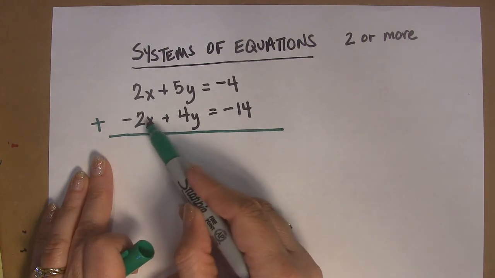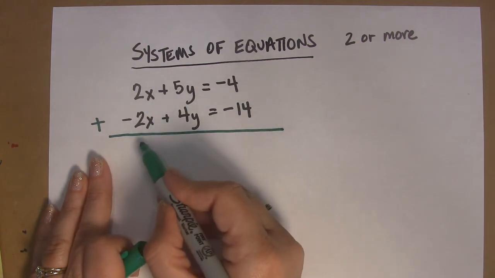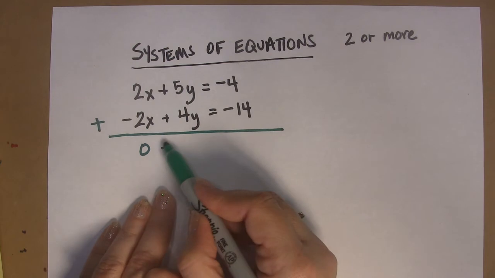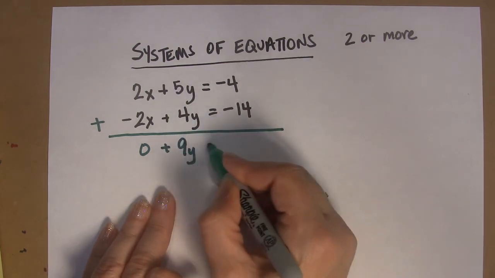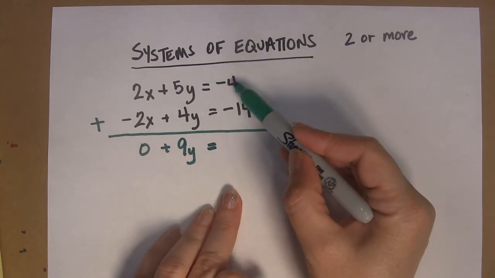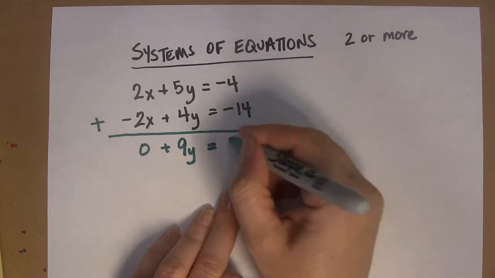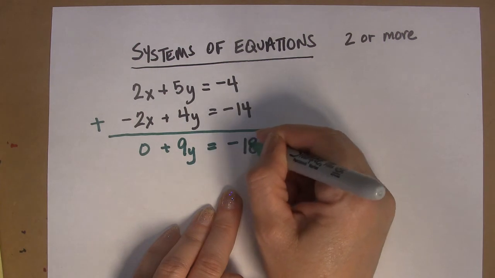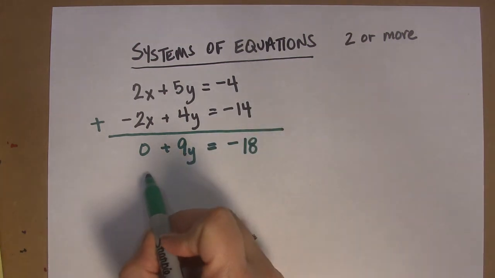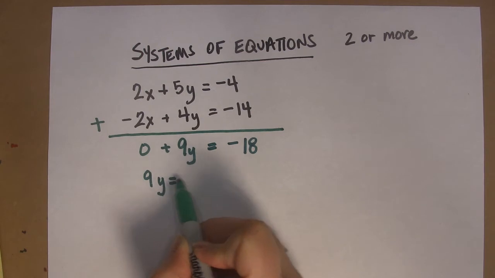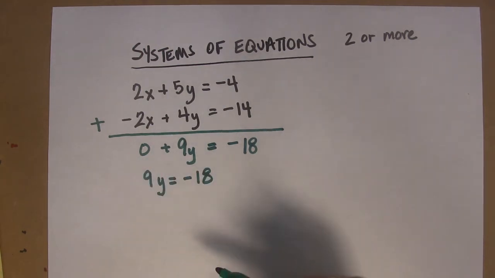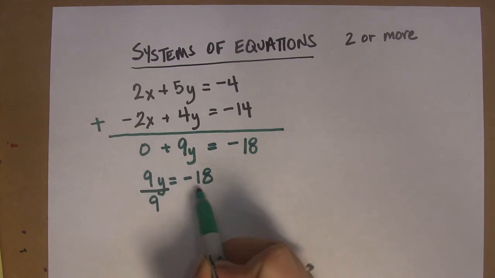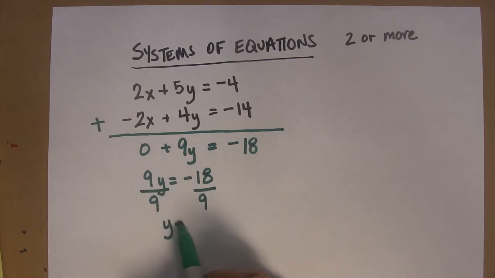2x plus negative 2x is nothing, so that becomes a 0. 5y plus 4y becomes 9y. And negative 4 plus negative 14 becomes negative 18. Rewriting this problem, we have 9y equals negative 18. I'm just getting rid of the 0 there because that's not changing anything. I will divide both sides by 9, so I know that y equals negative 2.